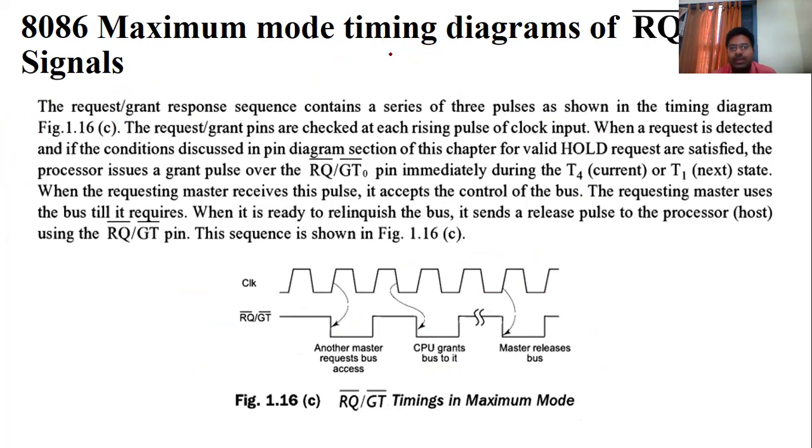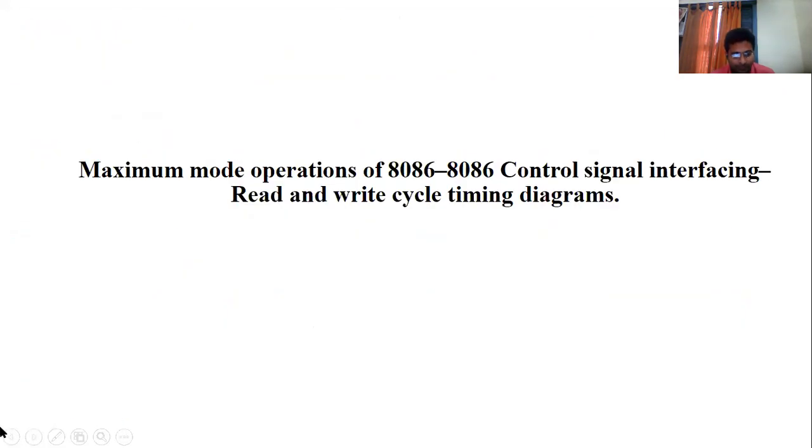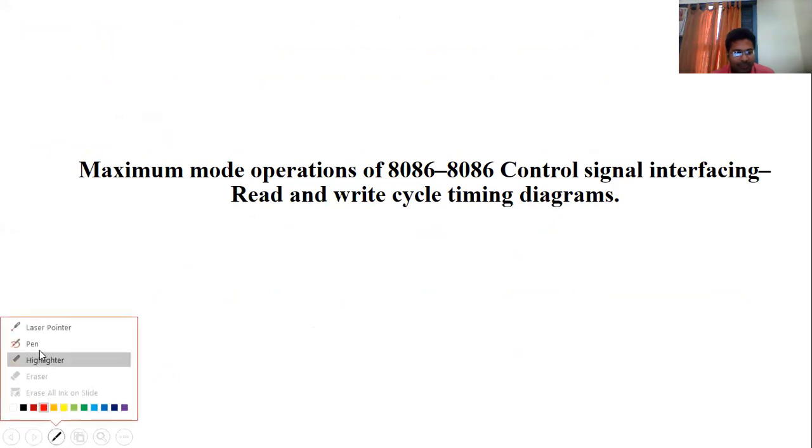in maximum mode operations. For that purpose, the microprocessor generates the request. When that request is accepted, the grant is generated. So this is the request and grant. This is the max mode operation of the 8086 microprocessor timing diagrams.